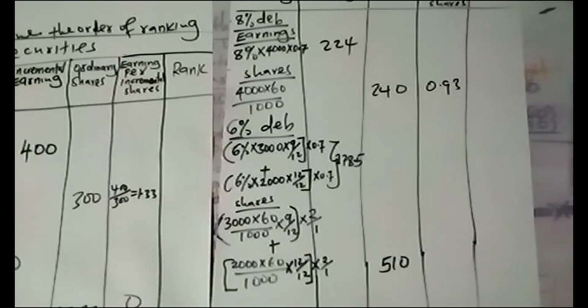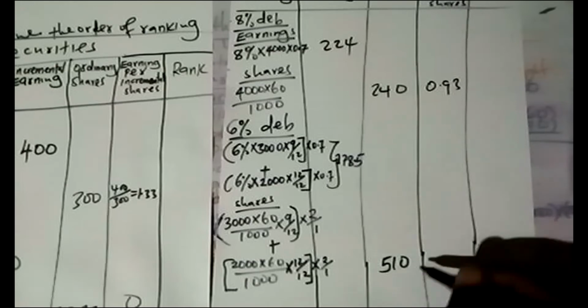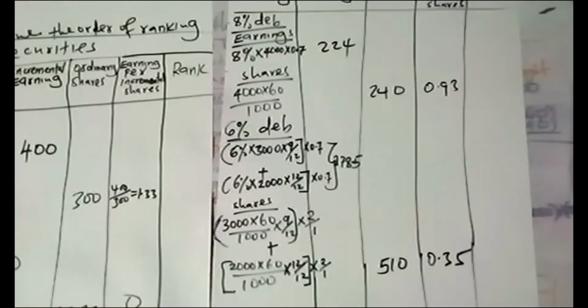So you divide 178.5 by 510. I think you are getting 0.35. So that is how we are getting 0.35, by taking 178.5 and dividing by 510.